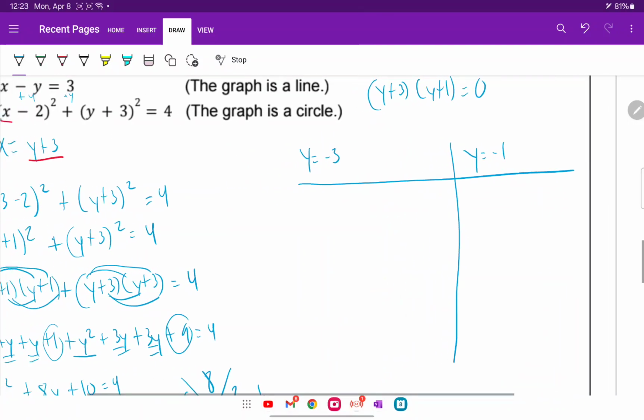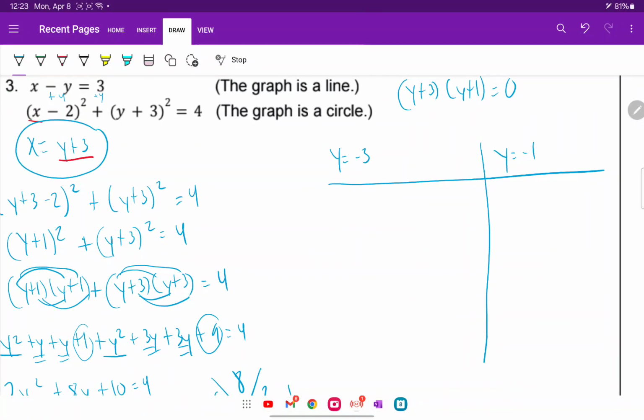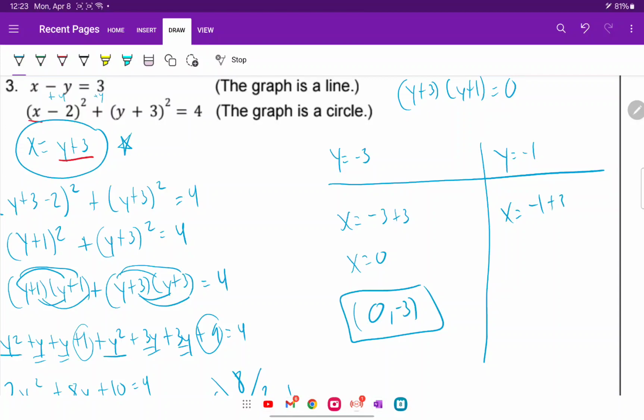Now we're going to plug them back into get our function. So this one right here. So x equals negative 3 plus 3, which is 0. So we get 0 comma negative 3. The other one is x equals negative 1 plus 3, which is 2. So we get 2 comma negative 1.